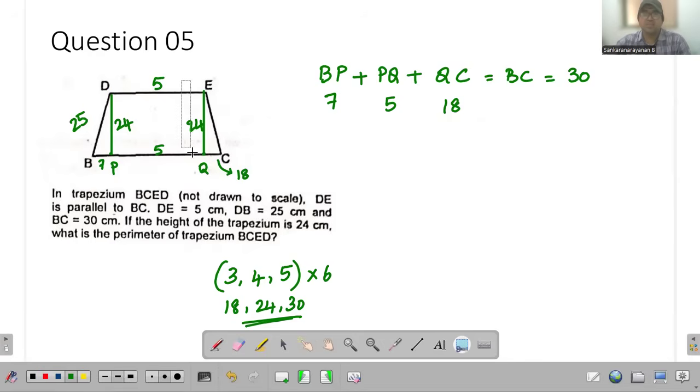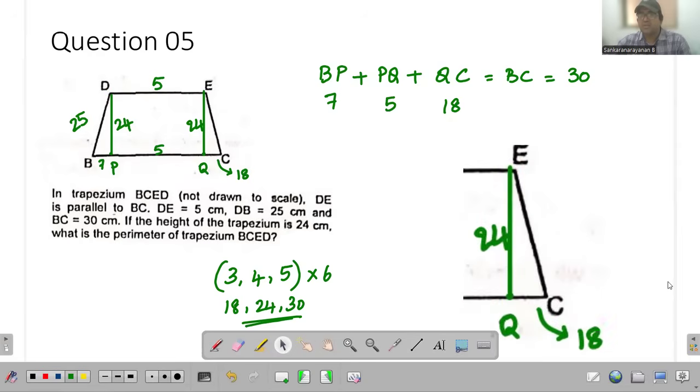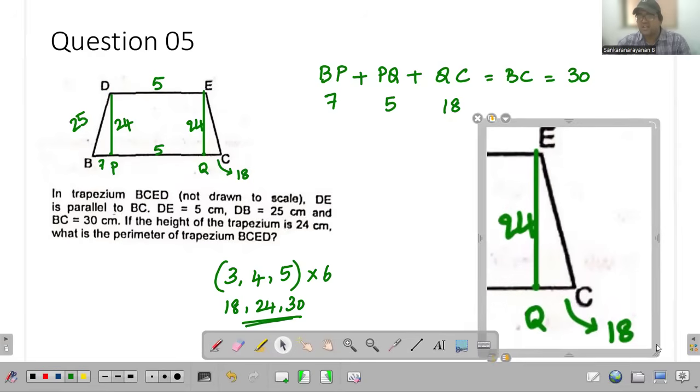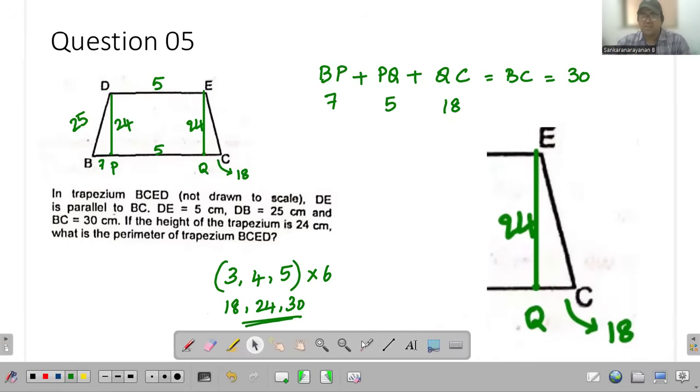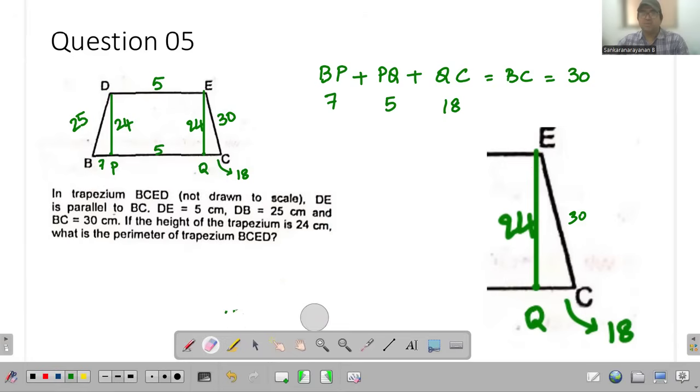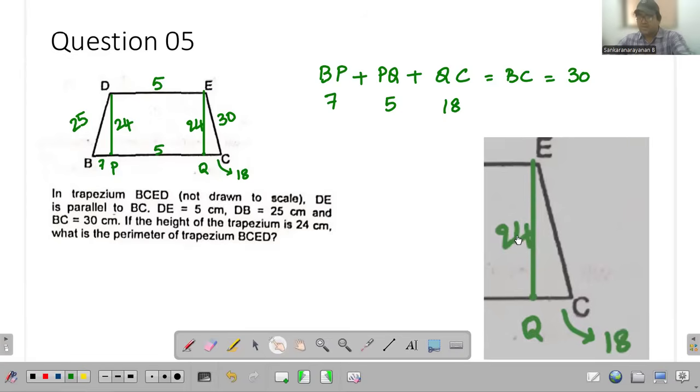I'll just snip this portion alone and show you something. Just look at the right hand side alone. Don't you see that we have a right angled triangle here? We can see that this is 24, and this is 18. So this EC under consideration has to be 30. Please note, EC has to be 30. Got it? So we have just calculated the measurements of the lengths of the sides of this trapezium.